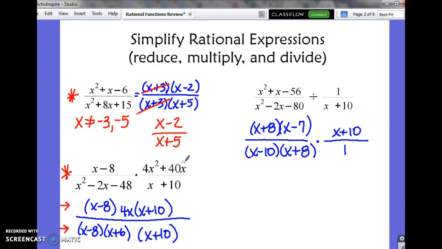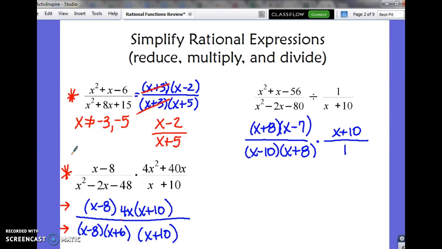And then my second numerator here is the only place where I had a GCF of 4x, so I took out the 4x, which left me with the x plus 10 inside. And in that second denominator right there, it did not factor, so I didn't have to worry about it very much. Now, again, it's at this point where I can list off the bad values.